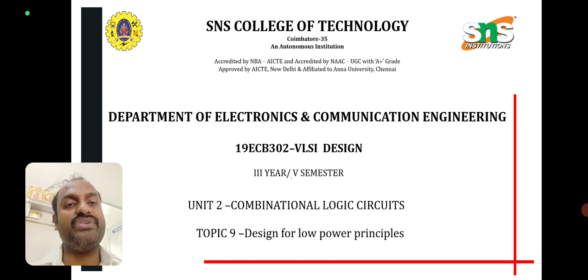Now I am going to discuss the topic design for low power principles. First, what do you mean by power? Power is nothing but P is equal to VI, where V is voltage and I is current. Since V is equal to IR, you can also write P is equal to I square into R.